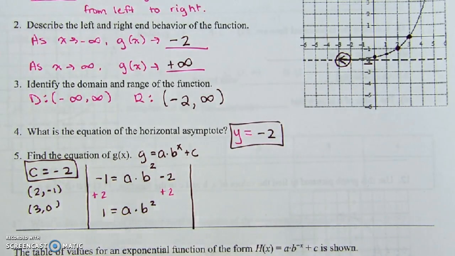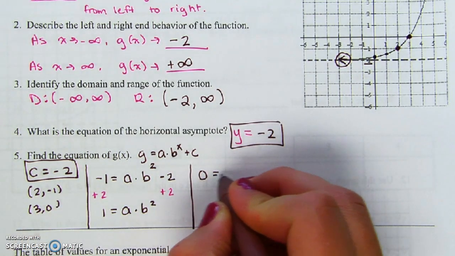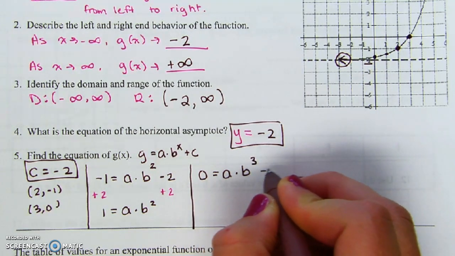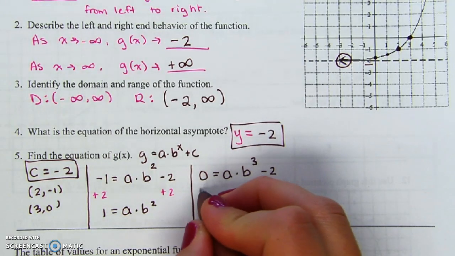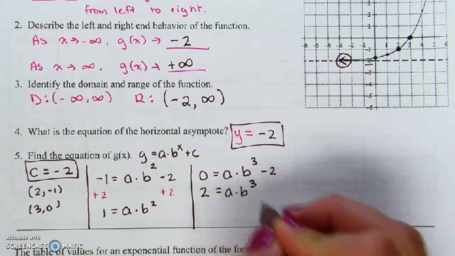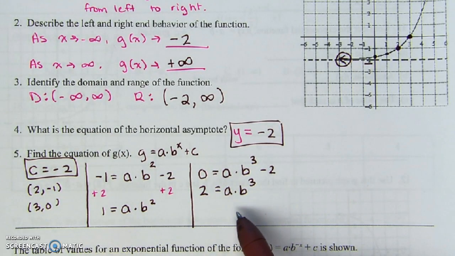Okay, let's try our other point. The other coordinate point is 3, 0. The y value is 0, so the y value goes here: a times b to the power of 3 minus 2. Move the 2 over. So we have 2 equals a times b cubed. Now we have 2 equations with 2 unknowns, which is okay.